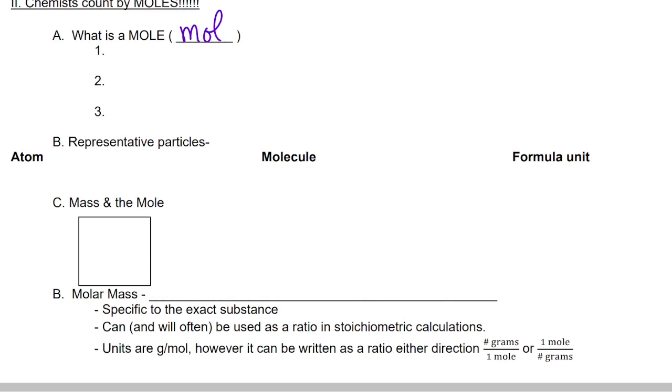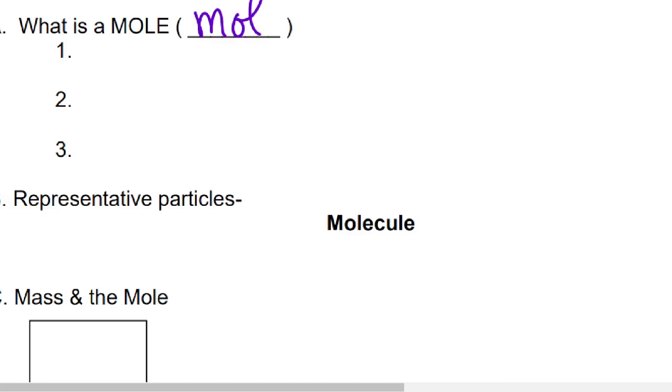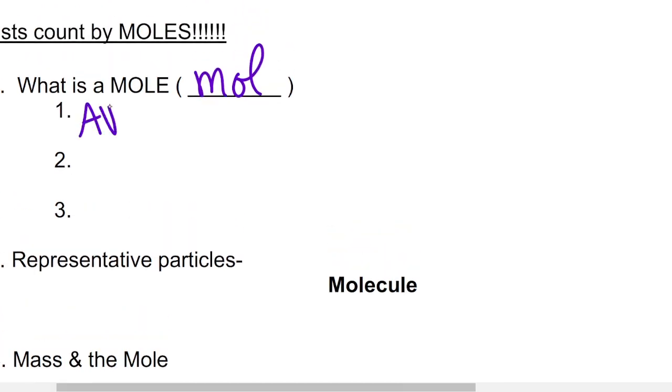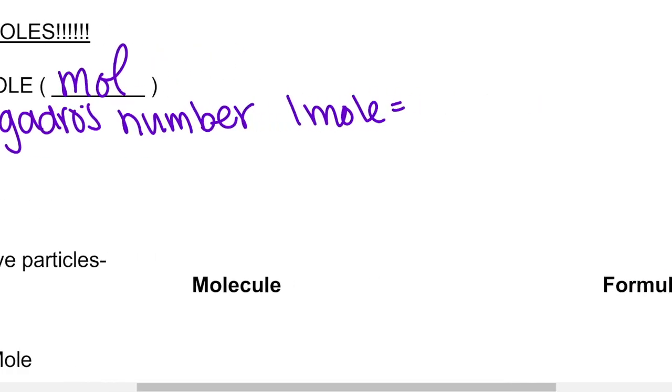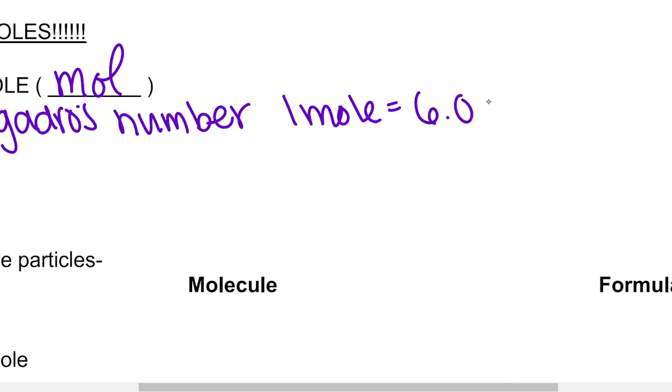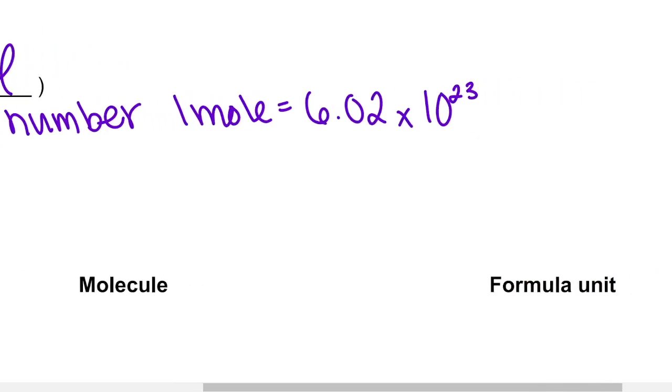And a mole is represented by Avogadro's number, so I think that's what y'all are getting at. Avogadro's number, so 1 mole is equal to 6.02 times 10 to the 23rd things. I'm going to put that in quotes because obviously things is not a scientific term. But yes, 6.02 times 10 to the 23rd things, particles, atoms, molecules, whatever it is.